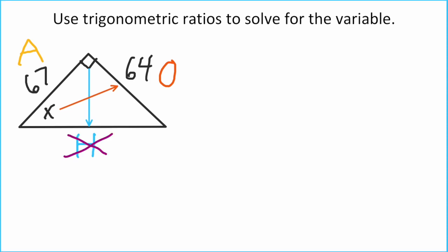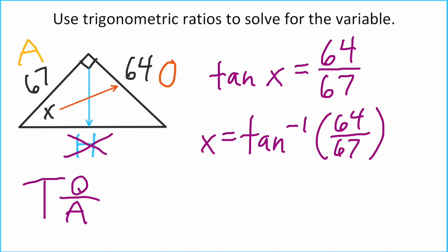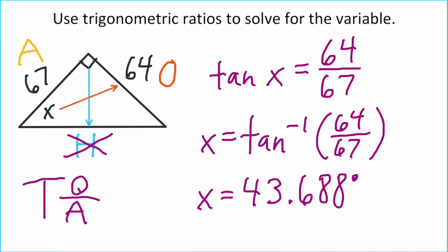You can cross out the hypotenuse. That leaves O and A, so that's going to be TOA. You're going to be using tangent. Tangent of X equals 64 over 67, which means X is the inverse tangent of 64/67. On the calculator, you should have gotten 43.688 degrees.